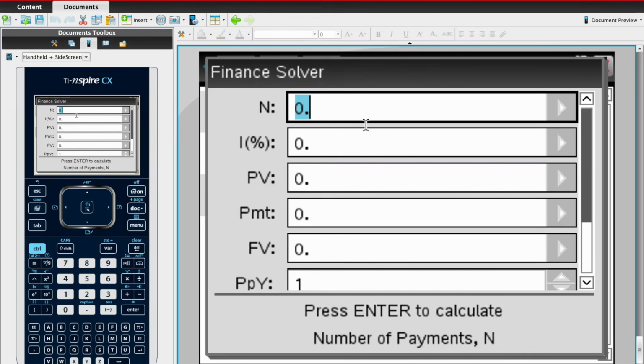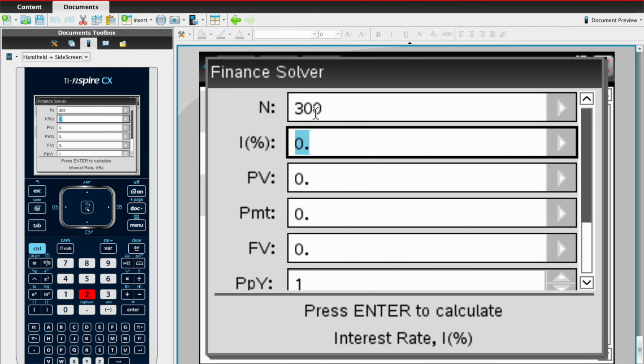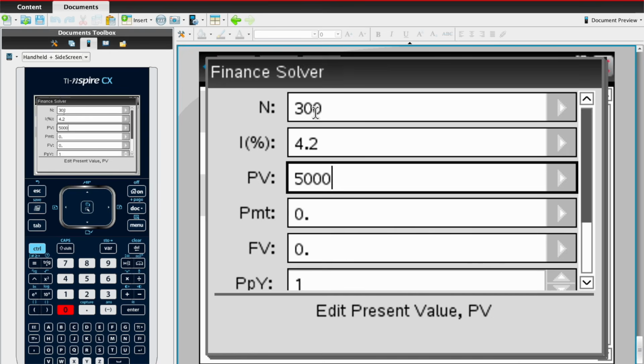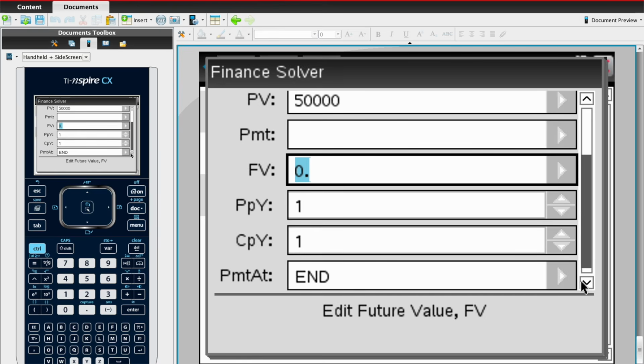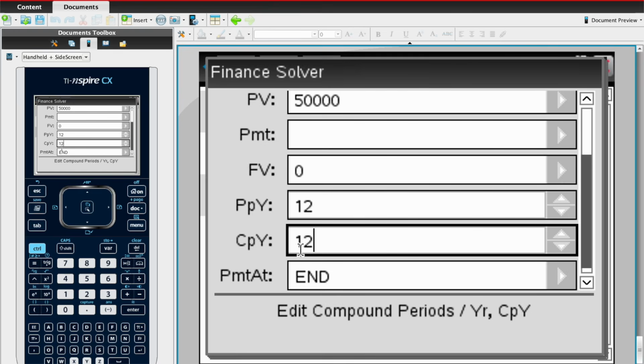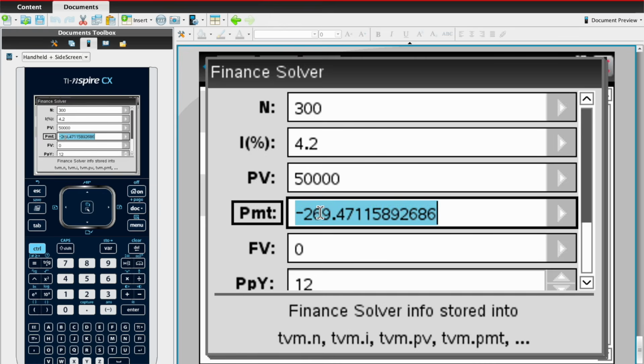So for N, I think it's always nice, you can do 25 times 12, and then it will give you the value of 300 as well. Interest rate, 4.2. Present value, 50,000. We don't actually know PMT. That's what we want to find. Final value is 0. That looks good. Payments per year is 12. Compounding periods is again 12. And she pays at the end of each month. All right. Everything looks good here. $269.47. So that's how much she must pay back every month.